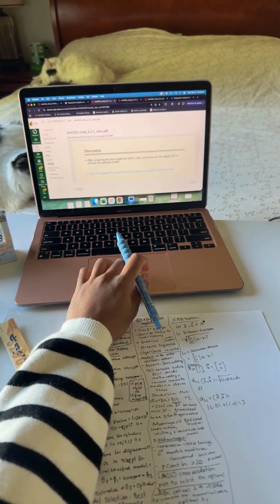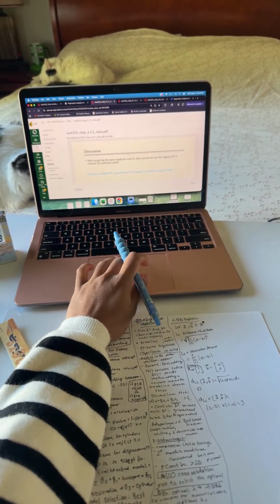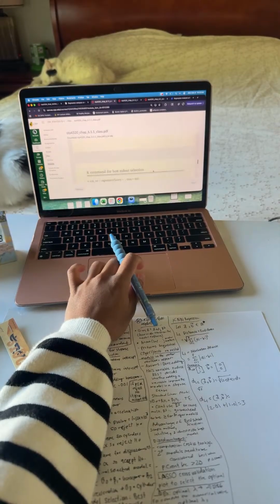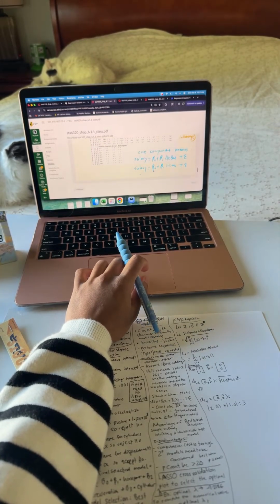After acquiring the best model for each k, why can't we use the regular R squared to choose the optimal model? Because R squared is guaranteed to be larger or equal for the larger models. So the R command for best subset selection. I think I went over these yesterday.